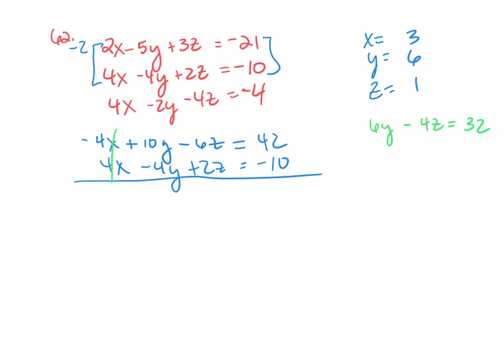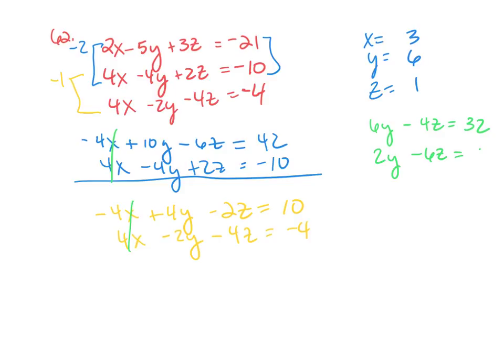Now I've got to use the second two, and I want to eliminate the same variable. You guys forget that sometimes, but you have to eliminate the x. I'm going to change the sign of everything in that first equation. So I'm going to get negative 4x, positive 4y, minus 2z equals 10, and 4x minus 2y minus 4z equals -4. And when I add those together, the x's bite the dust, and I get 2y minus 6z equals 6.